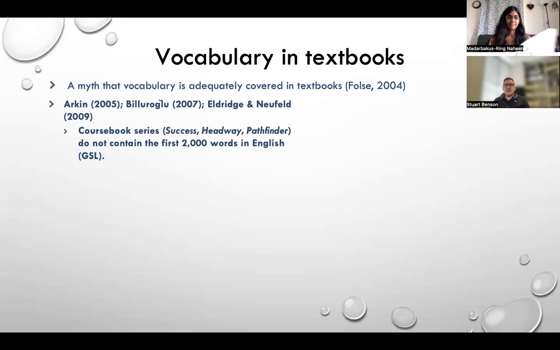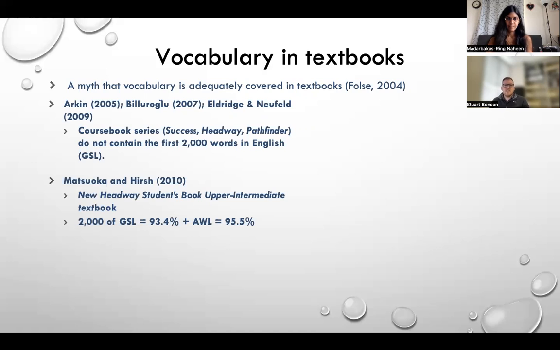There have been several studies that have looked at the vocabulary in textbooks, as you can see from the first 3 studies here. They looked at Success, Headway, and Pathfinder, and their analysis of the vocabulary in these textbooks showed that they did not contain the first 2,000 words in English, so the General Service List. This is quite scary when you think course books are not covering the most frequent words in English.